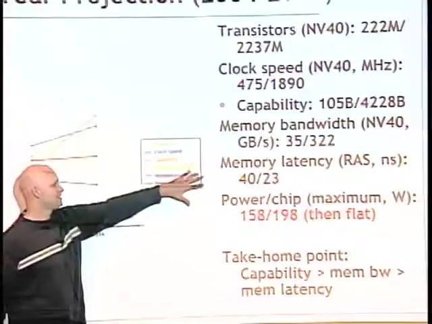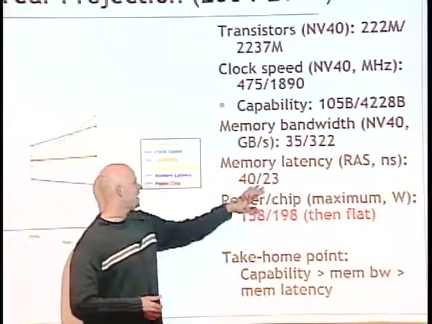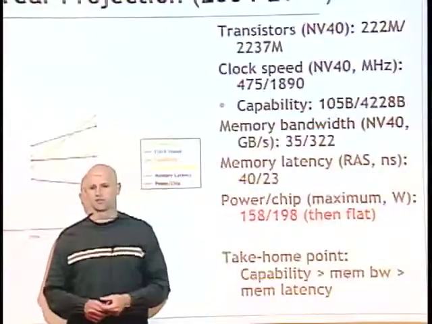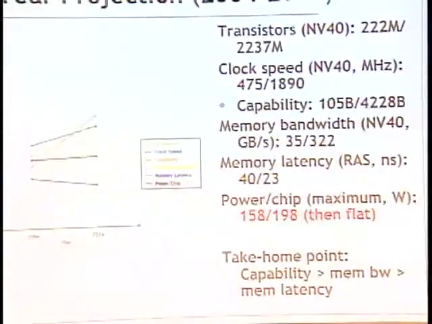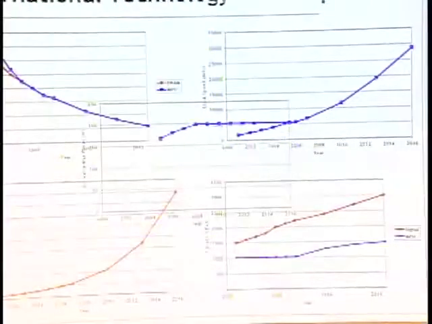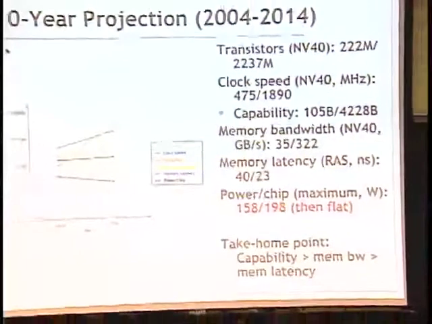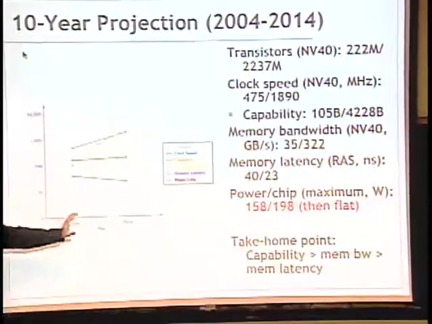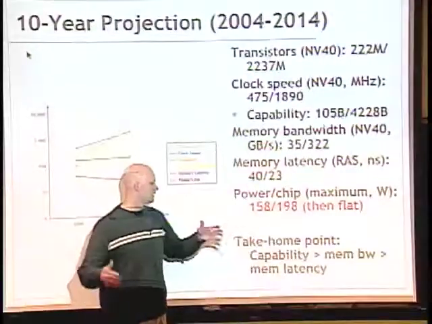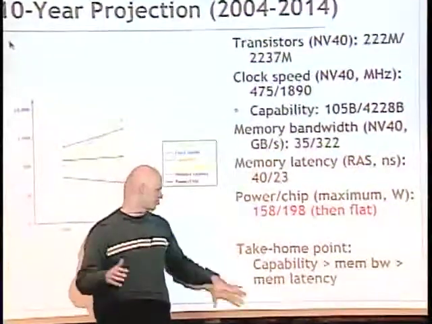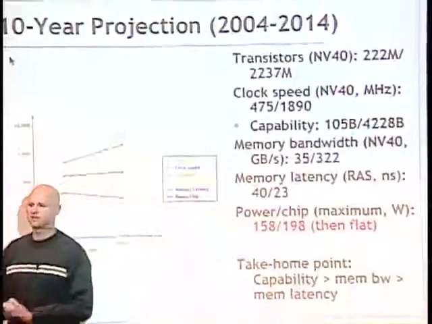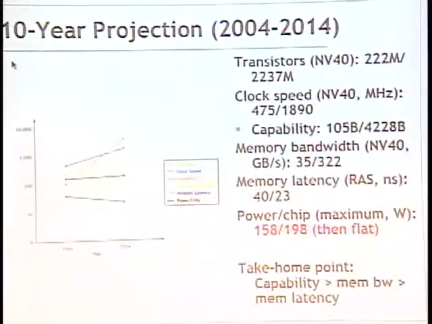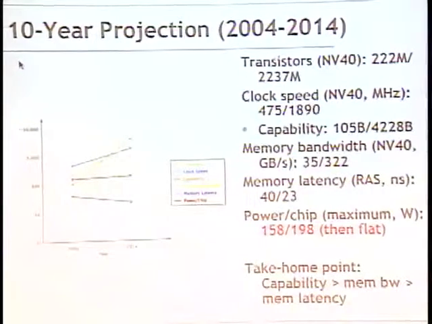Memory latency. Remember, the latency doesn't get better very fast. It goes from 40 nanoseconds to 23 nanoseconds, so we'll not even get 2 times as good. And then power. The International Technology Roadmap basically said we make it up to 198 watts and it's flat. The important point for you is to see that historically, and in what we envision for the future, the capability gets better faster than the bandwidth, which gets better faster than the latency. That's really the take-home point here, and that's something we can continue to count on as we build new graphics architectures.